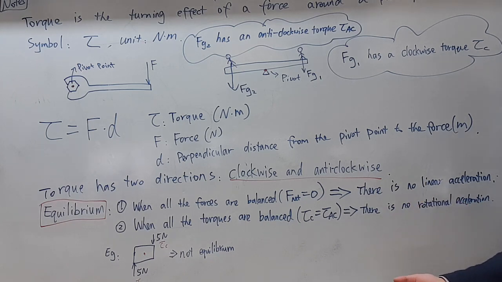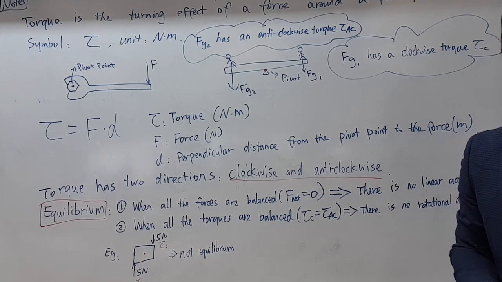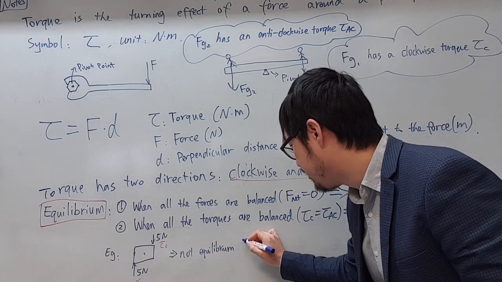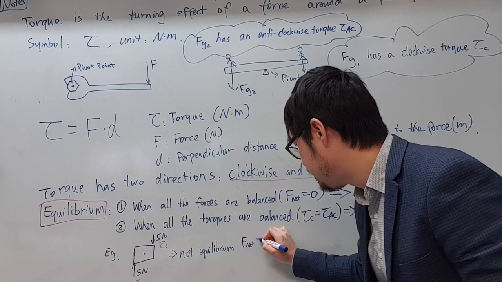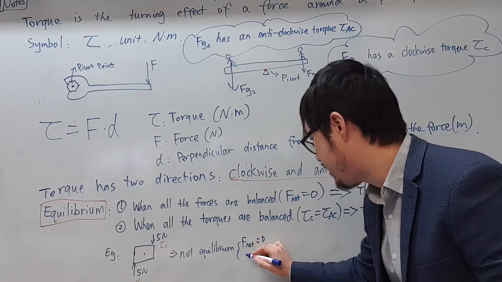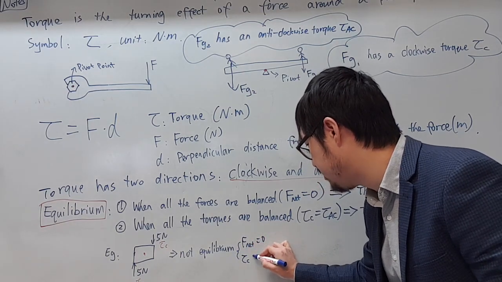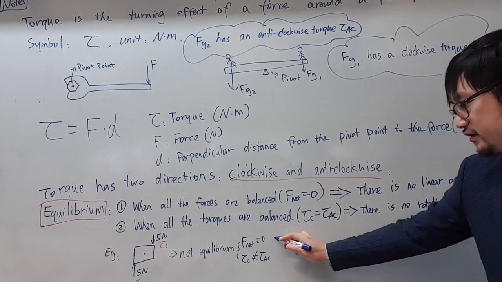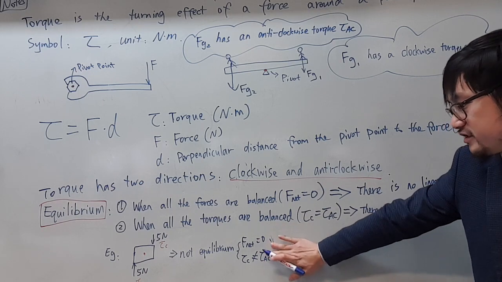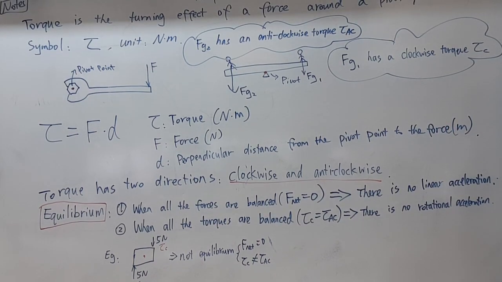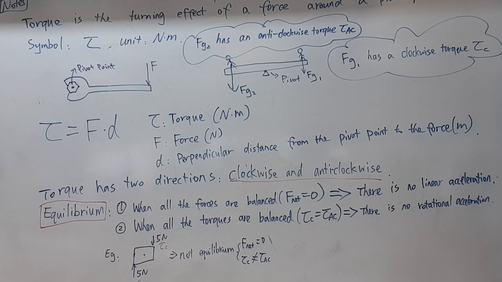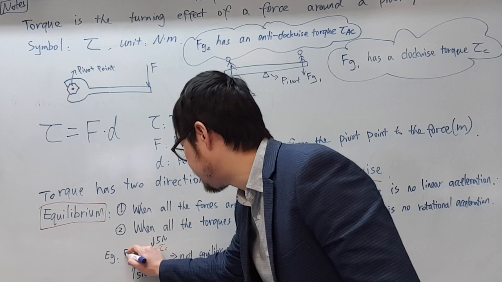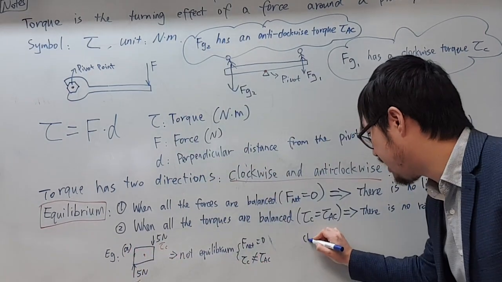Because it matches the first criteria, but it does not match the second criteria. So it must be both. I say F net equals 0, but torque clockwise does not equal torque anti-clockwise. So it matches the first criteria, but it doesn't match the second criteria. So that's not equilibrium. Okay, in order for us to match equilibrium, say this. This is example A. Let me give you example B.